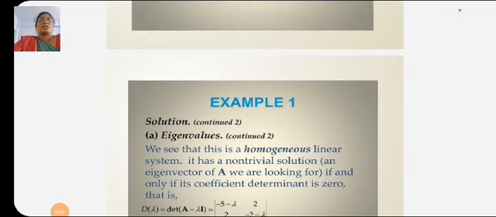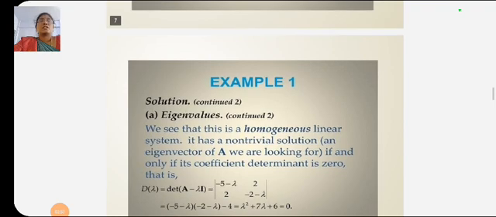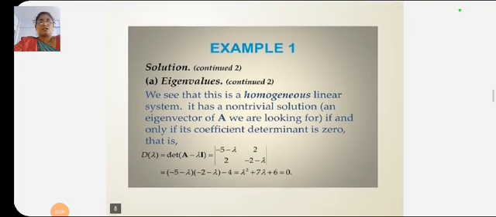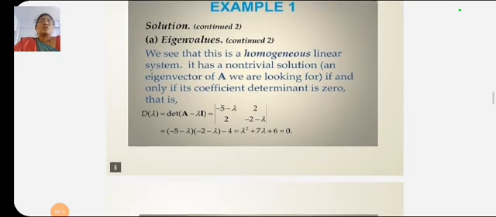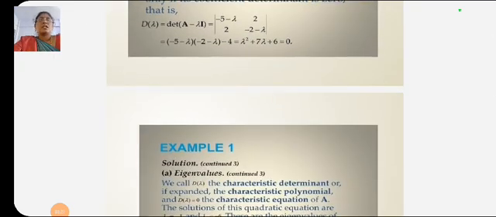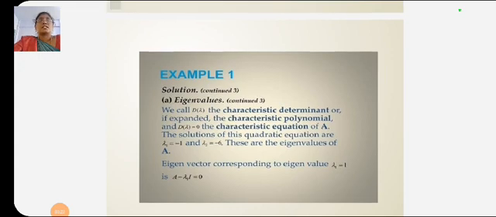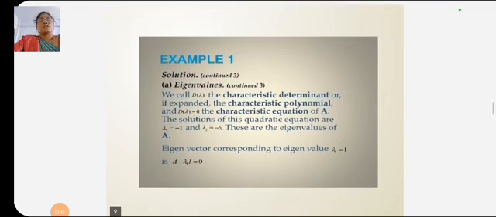This is a homogeneous equation system. It has non-trivial solutions if and only if the coefficient determinant is 0. Therefore D of lambda equal to the determinant of A minus lambda I, with first row minus 5 minus lambda, 2 and second row 2, minus 2 minus lambda. Expanding the characteristic determinant gives the characteristic polynomial, determinant of A minus lambda I equal to 0. The solutions of this quadratic characteristic equation are lambda 1 equal to minus 1 and lambda 2 equal to minus 6. These are the eigenvalues of A.